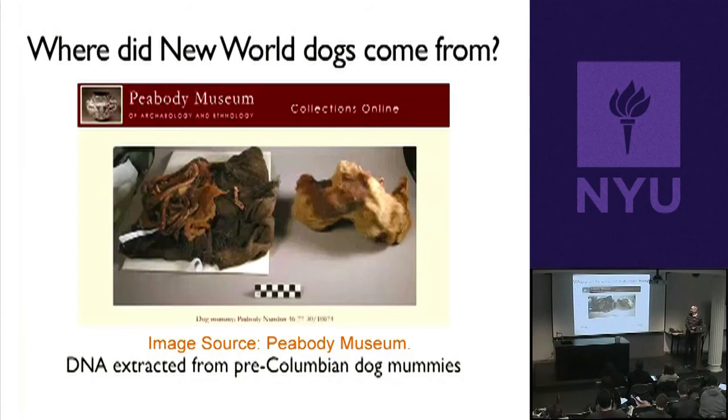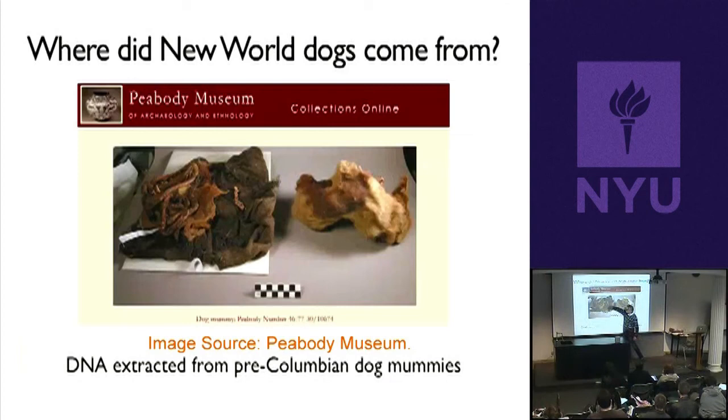And the reason we have them is that some New World societies, pre-Columbus, mummified their dogs and buried them with humans. So, for example, in the Peabody Museum at Harvard, there are pre-Columbian dogs that were mummified in these kind of makeshift sacks, but preserved in such a way that you can still see they had fur, they had short, stubby legs.